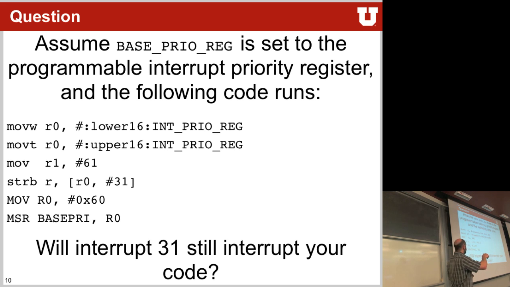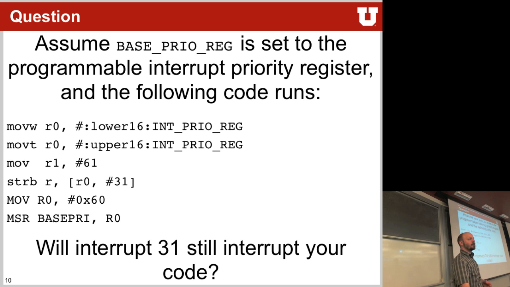And now we write 60 into the base priority. So are we ignoring interrupts 60 through 0 or 60 down? 60 down, right? The higher the priority number, the lower the priority. So it's inverted. Okay, so this will turn off interrupt 31.